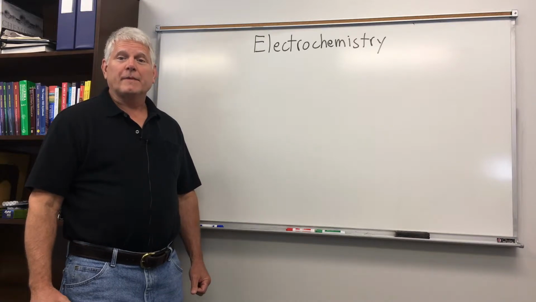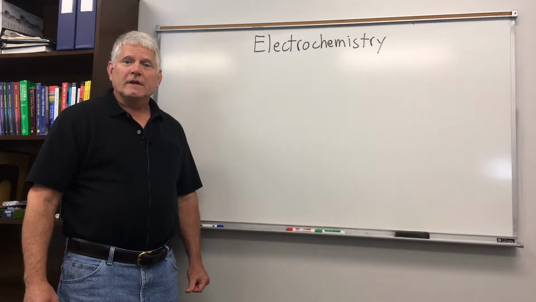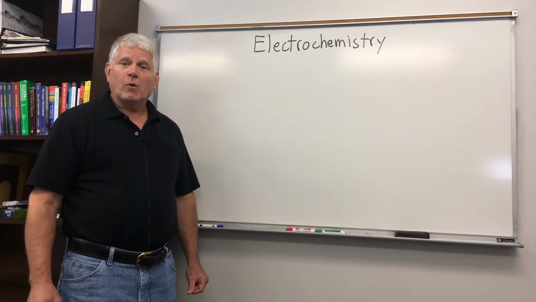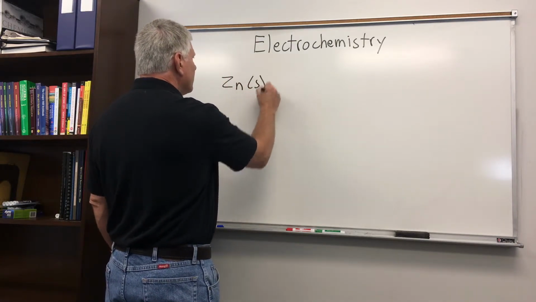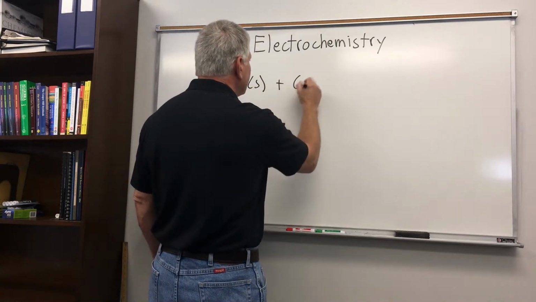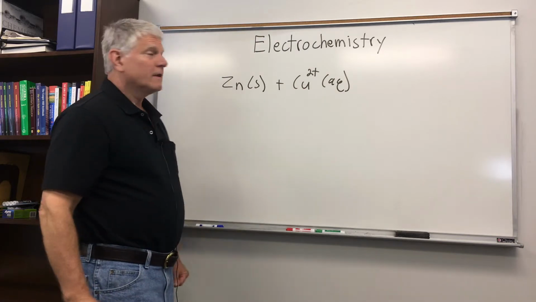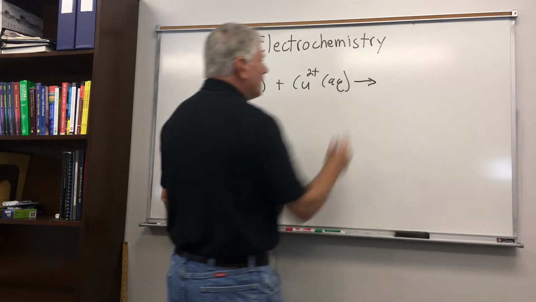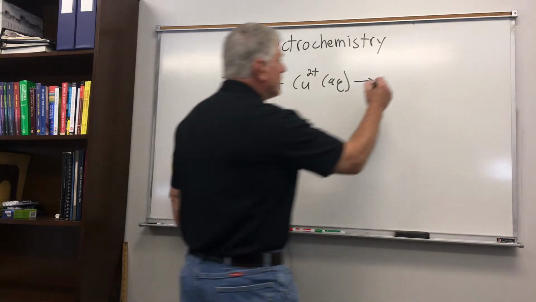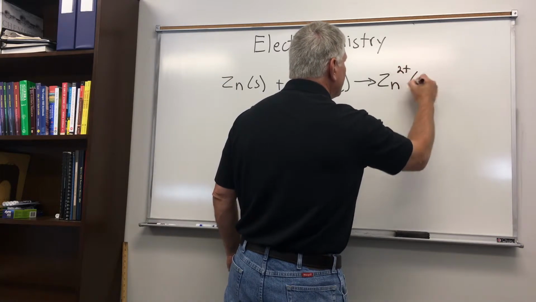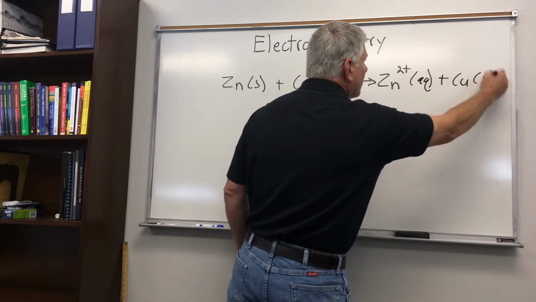Let's consider the topic of electrochemistry. Here you have chemical reactions in which electrons are transferred from one moiety to another. So say we have this following chemical reaction. We have zinc solid and copper 2+ ions that are in solution. What can happen in this reaction is we form zinc 2+ ions and copper solid.